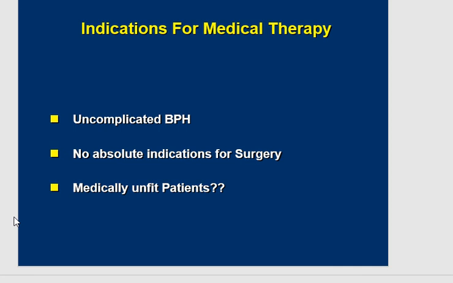So what are the indications for medical therapy? Uncomplicated BPH, no absolute indication for surgery, which we have just discussed, which is an untreated BPH, and medically unfit patients. This is the indication for medical therapy. Uncomplicated BPH, no absolute indication for surgery, and medically unfit patients. So this is for medical therapy.